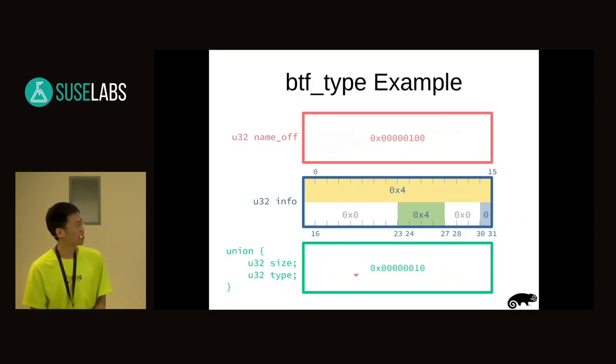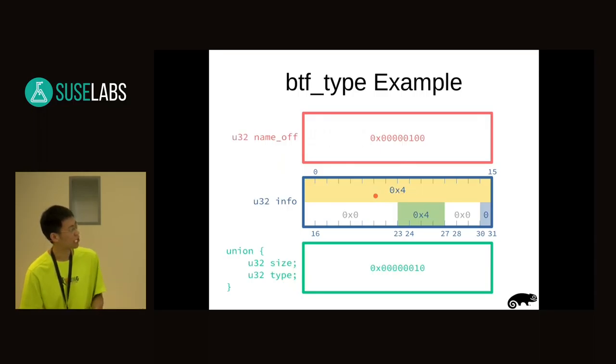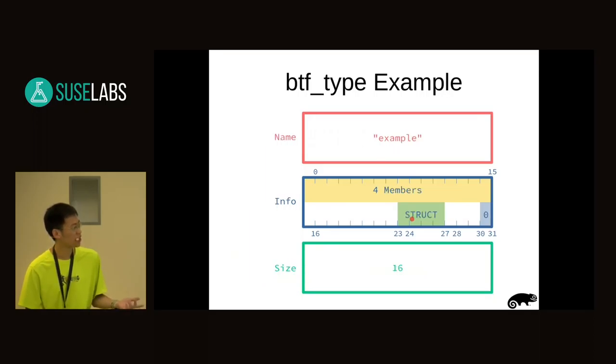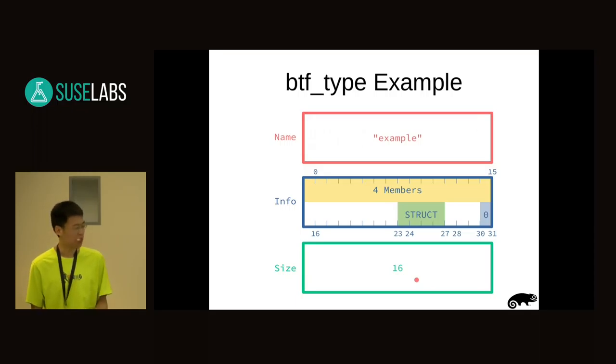Okay, let's see an example. You may get a type header like this. Then you can use the offset to look up the name, and here are the other corresponding fields. After you see this, you look up the string table and know it's called example, and there are four members. Number four kind is for struct, so I know it's a struct. And the last one for struct is the size of the struct, so you know this is 16 bytes.